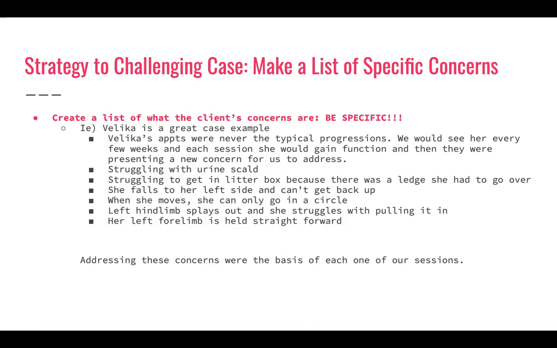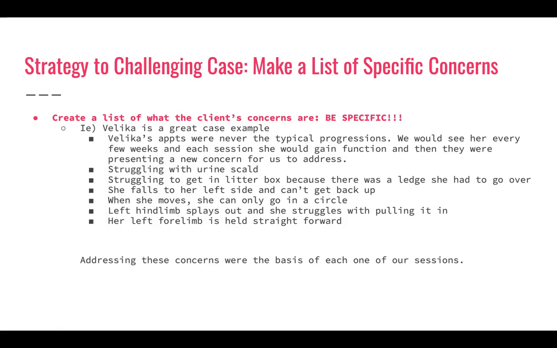So here are some examples. I just went through her record and I pulled out things that I noted in my history taking. So they said that she was struggling with urine scald. At one point, she was struggling to get in and out of the litter box because there was a ledge that she had to go over, and we were addressing that in her rehab appointments. And we did get her to the point where she could go in and out of the litter box. She falls on her left side and can't get back up. So that was a big one that we worked on for a bit. I think with her, we did get her to the point where she could right herself.